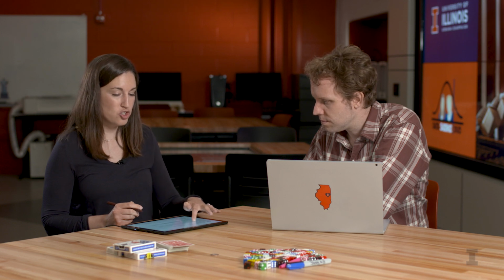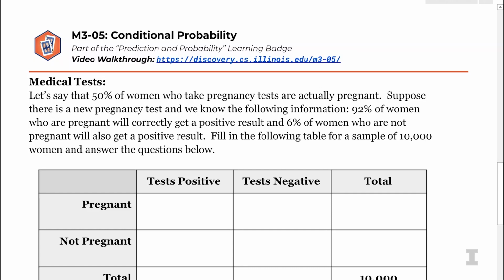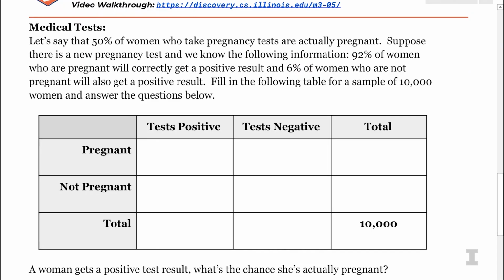So I want to do one more example with a conditional probability table just so we can see this in another context. So we have medical tests, and again, like I said, medical tests aren't always accurate. So conditional probability makes sense. It says, let's say that 50% of women, this is about a pregnancy test, who take pregnancy tests are actually pregnant. And our overall total is 10,000 people.